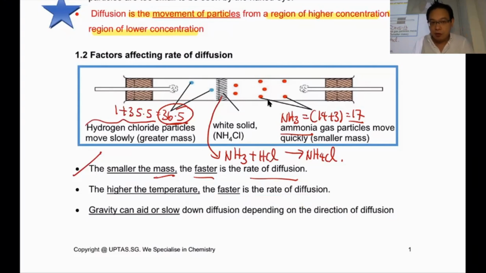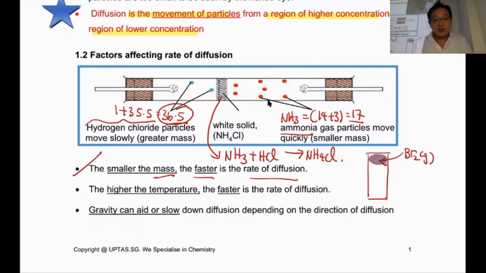Third factor, which is not normally covered: gravity plays a role. So gravity will actually aid or slow down the rate of diffusion. Now, what do we mean by aid first? Take, for example, a container where I'm going to put a gas, maybe bromine gas. We know that bromine gas is brown in color. Maybe the brown is here.